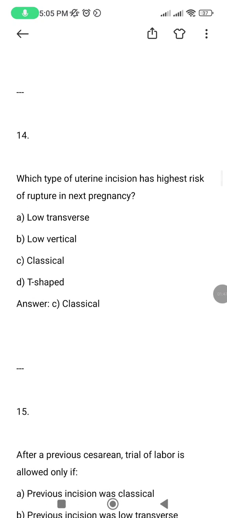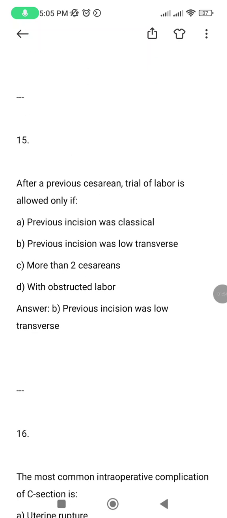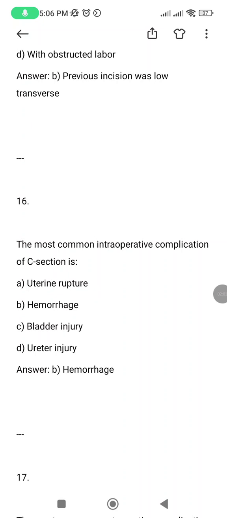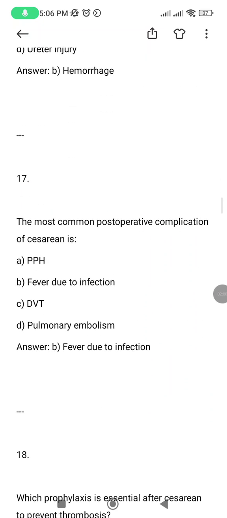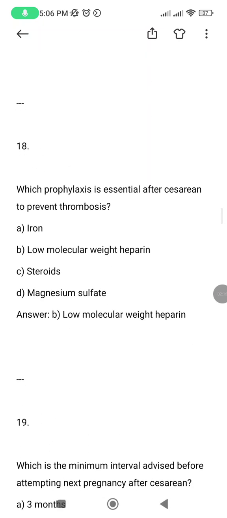Vicryl. Which type of uterine incision has highest risk of rupture in next pregnancy? Classical. After previous cesarean, trial of labor is allowed only if previous incision was low transverse. The most common intraoperative complication of C-section is hemorrhage. The most common post-operative complication of cesarean is fever due to infection. Which prophylaxis is essential after cesarean to prevent thrombosis?